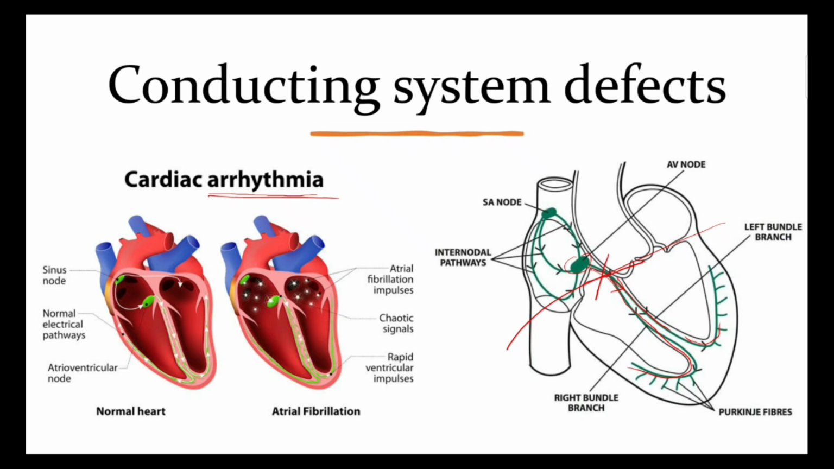Now there is a difference between tachycardia, bradycardia and arrhythmia. Tachycardia is rapid regular pulse. Bradycardia is slow regular pulse, whereas incomplete irregular pulse is arrhythmias. And that is the conducting system defect.